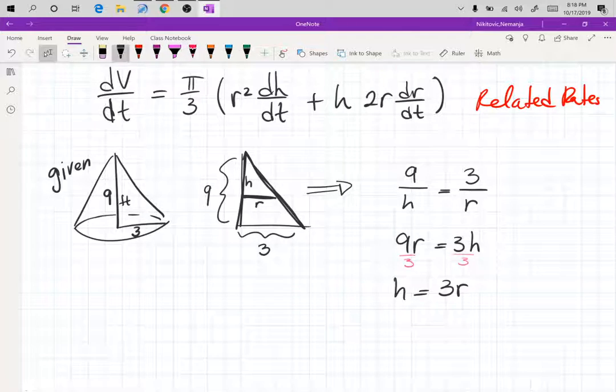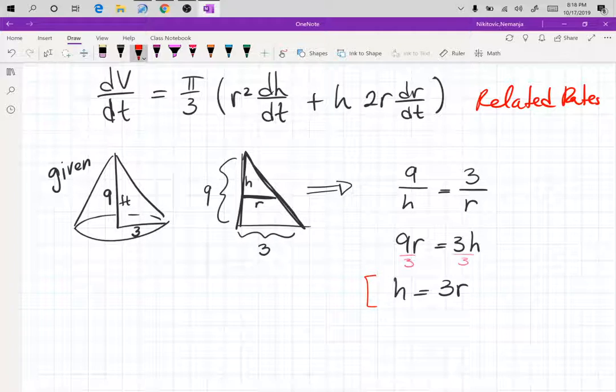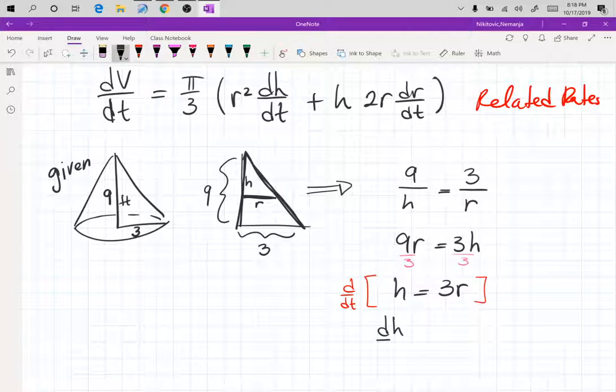The coolest thing about this relationship, which keeps the height equal to 3 times the radius, is that you can differentiate that one as well in terms of time and come up with a relationship that connects dh/dt with dr/dt.